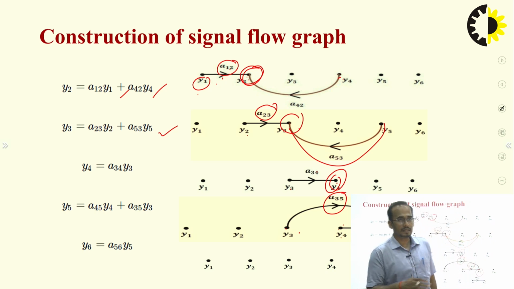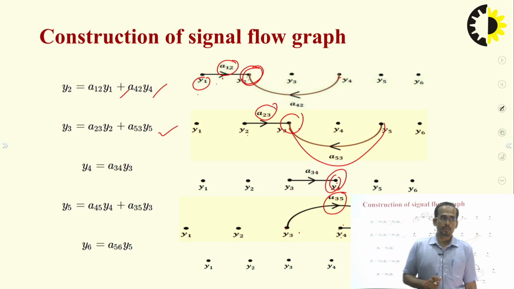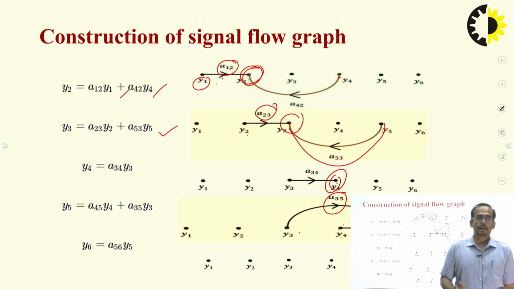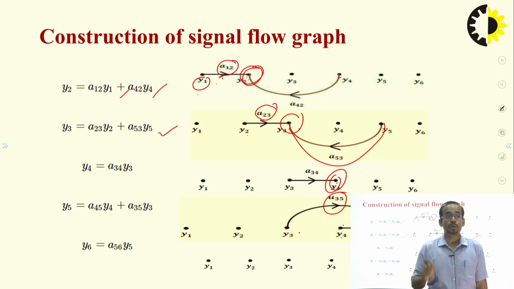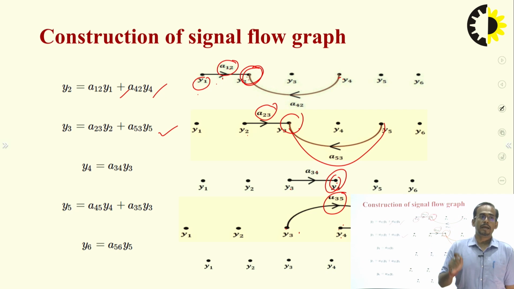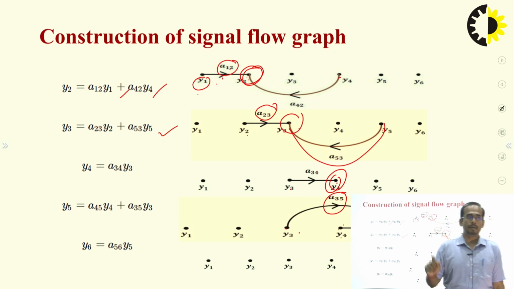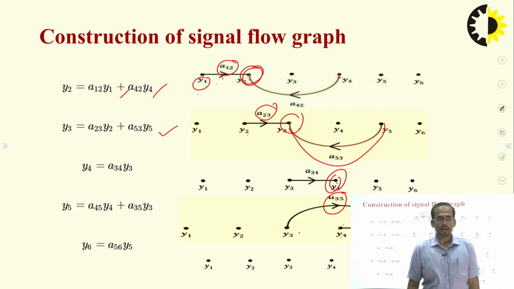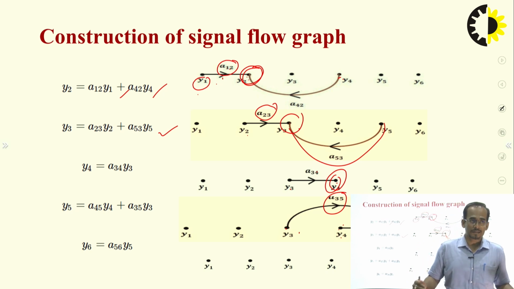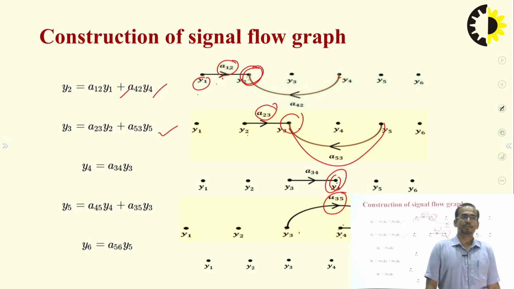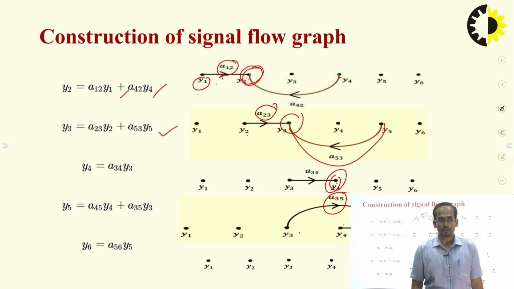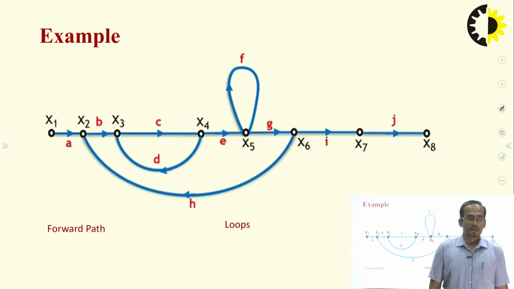So in this way we can write the node equation in terms of different nodes, or you can write the output equation in terms of the input node and path gain. What you have to do is write the summation of all incoming branches, which will give the output at that particular node. Let us take an example.